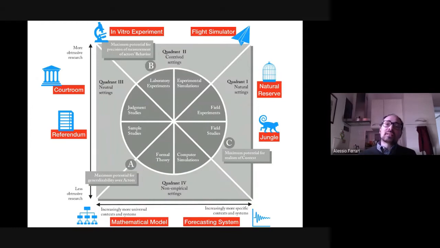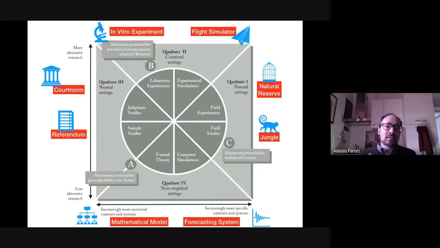Experimental simulations are similar to the flight simulator. So I simulate reality. I try to simulate as much as possible a natural setting, but still it is simulated. Okay, it's not the reality. In vitro experiments are the paradigm for laboratory experiments. While in vitro experiments can be experiments that don't involve humans, laboratory experiments in software engineering very frequently will involve humans, but in a contrived setting, an artificial one. While the flight simulator is somehow closer to the reality, trying to mimic the reality.